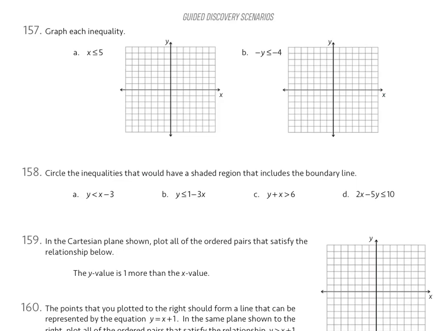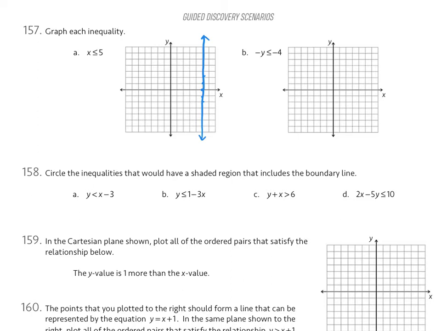157. Graph each inequality. Part A. X is less than or equal to 5. Well, x equals 5 right here and here and here and down, and so I can go and make a vertical line to show all the points where x equals 5. And I'm including that because there's a line underneath the less than symbol. So I'm including this blue line, and then I want to shade points where x is less than 5.